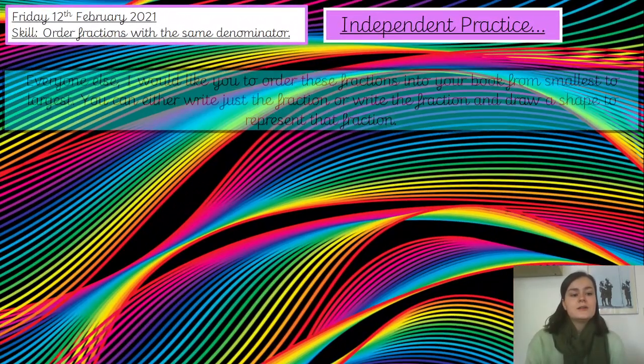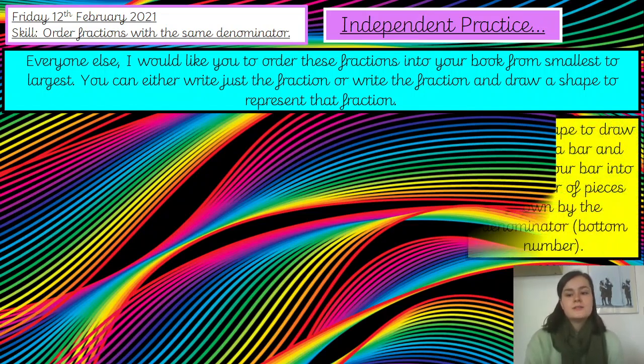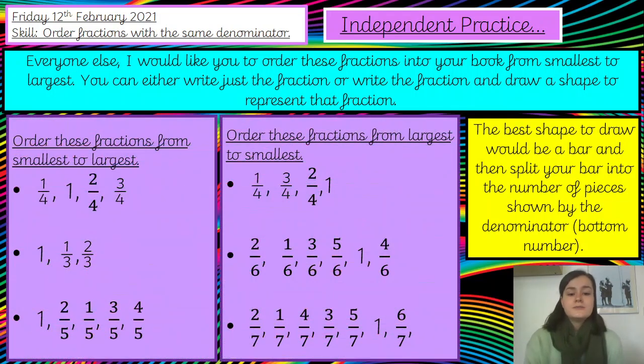Okay, if you are doing mild, spicy or hot today then please, I would like you to order these fractions into your book from smallest to largest. So make sure you're thinking carefully about the order. You can either write just the fraction or write the fraction and draw the shape. It's up to you how you want to do it.